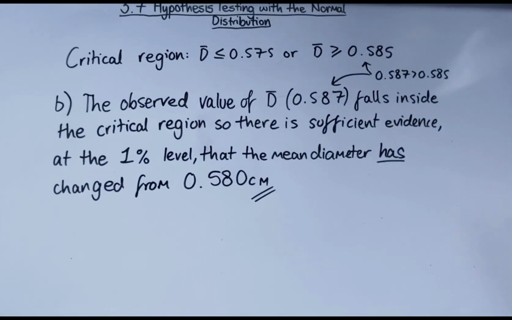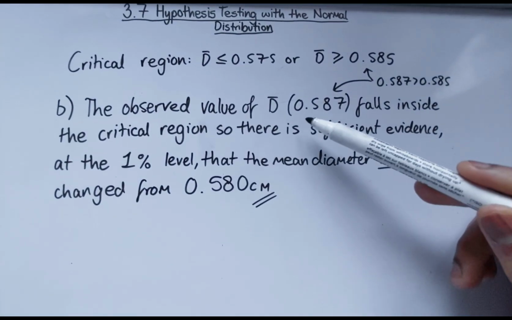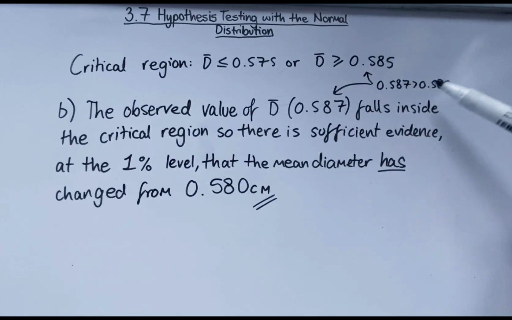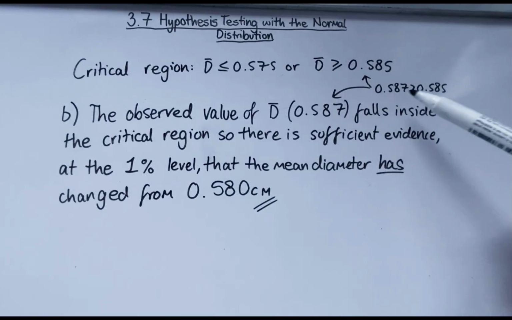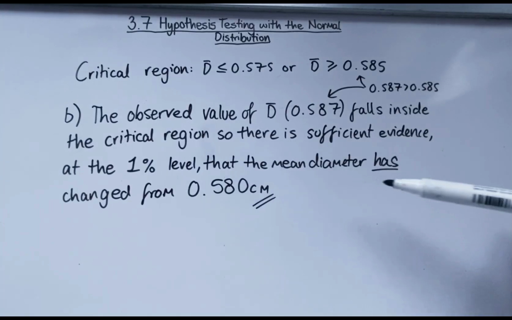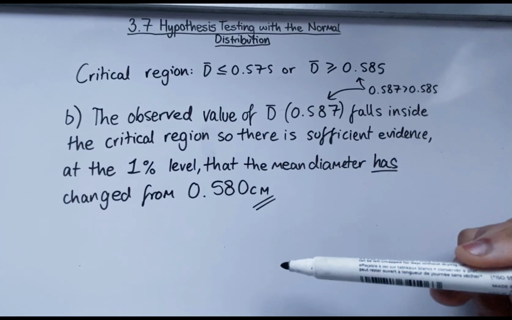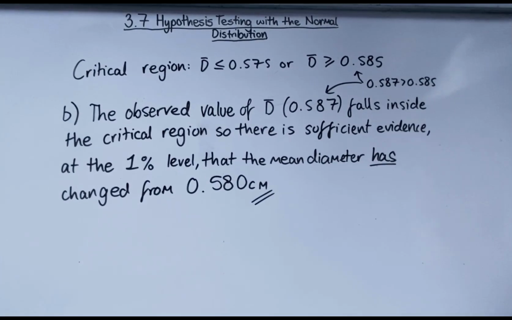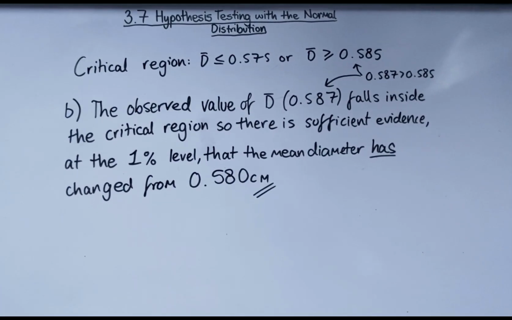Part B. The observed value of d bar, the mean, which we found as 0.587, does fall inside the critical region, as 0.587 is greater than 0.585. And so there is sufficient evidence at the 1% level that the mean diameter has changed from 0.580. And that's about it.